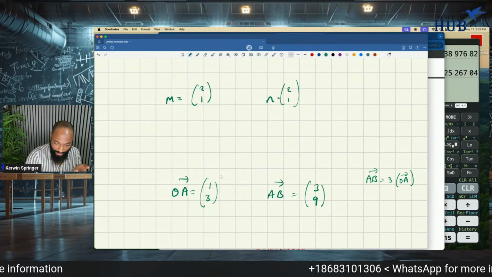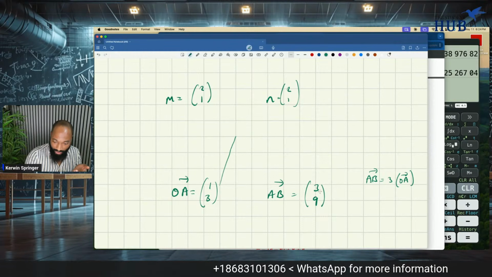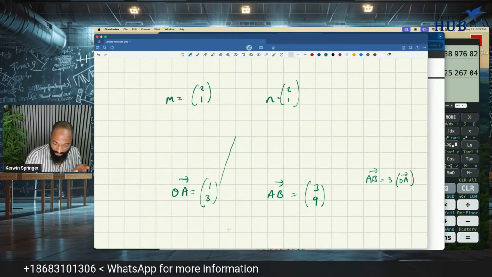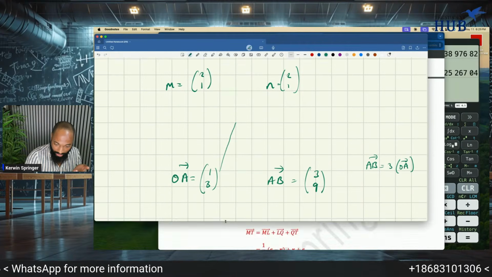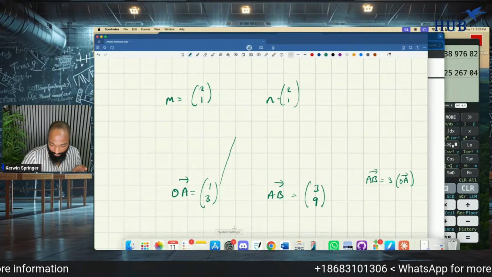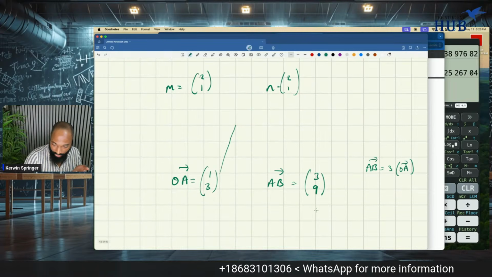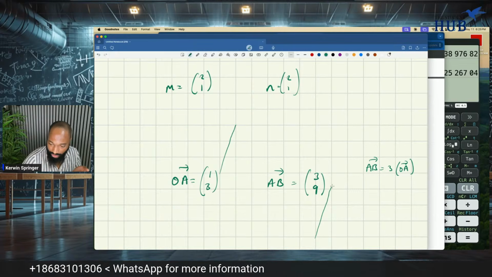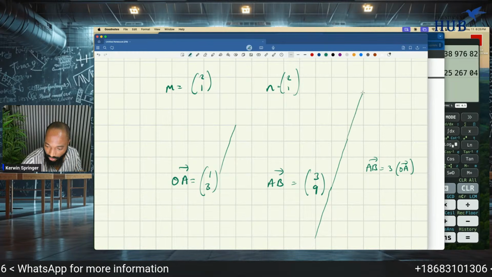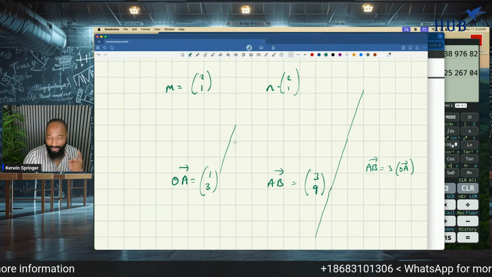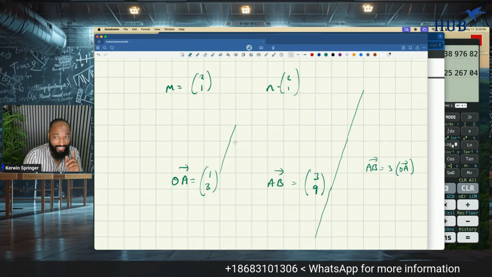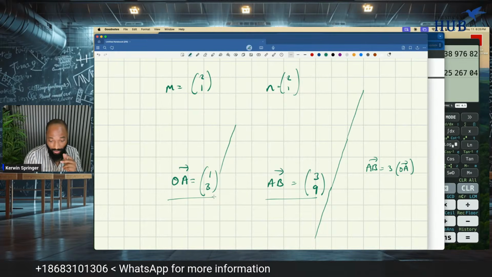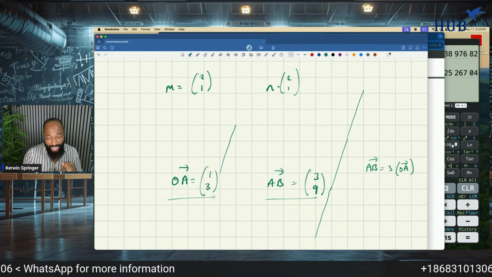1, 3 would be like this, and 3, 9 would be like this. Let me start here. 3, 9 would be like this. They're still parallel. So here's the thing. Here's why these are actually collinear. Not only just parallel. To be collinear, you must be parallel and lie on the same line.